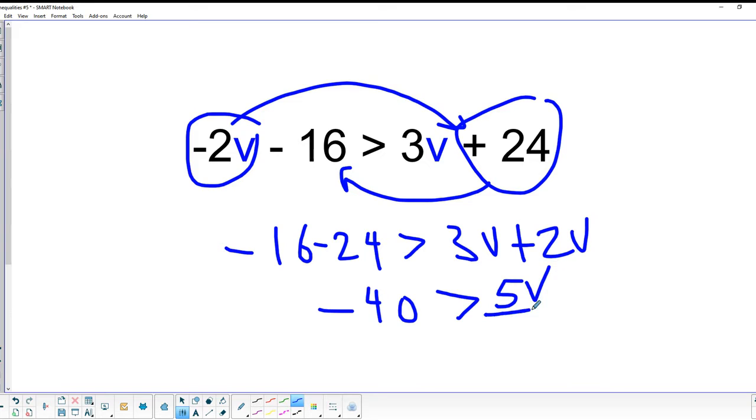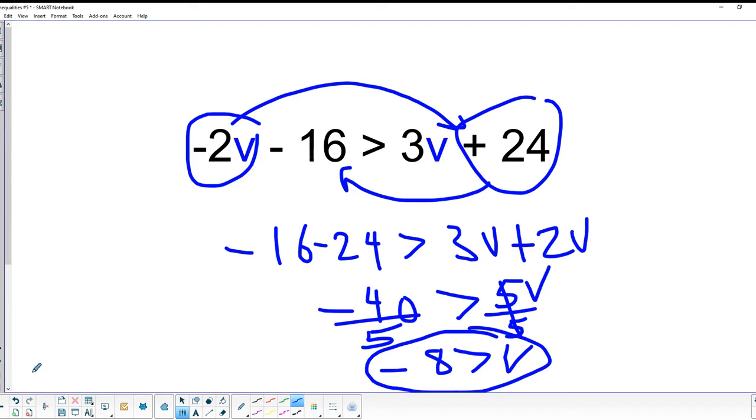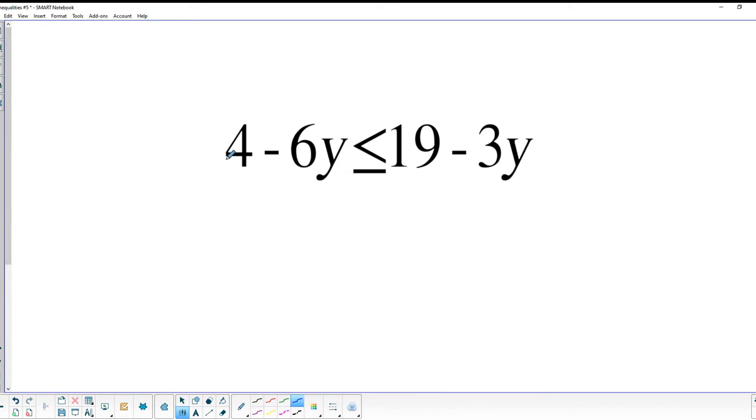Well, I know how to do this. I just divide by 5 and I end up with negative 8 is greater than v. And there's my solution to that first one. All right, move on to another one.